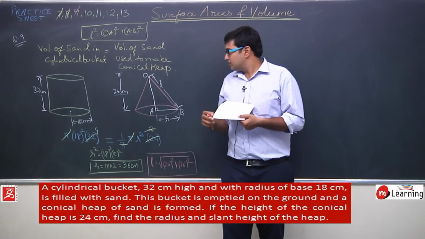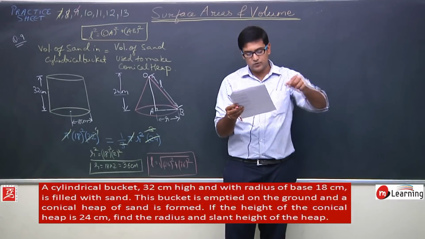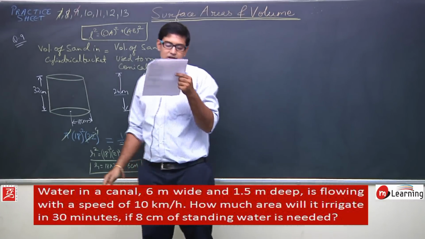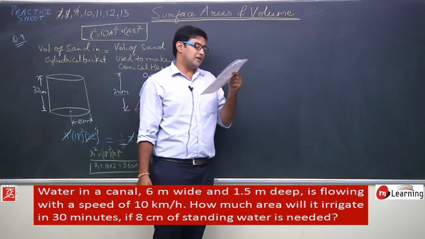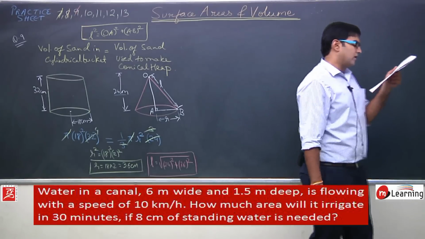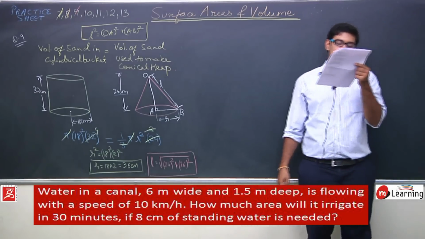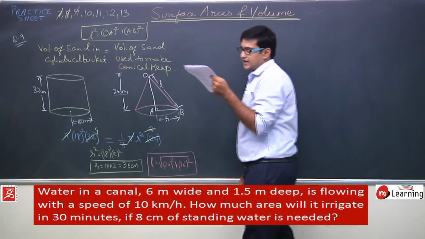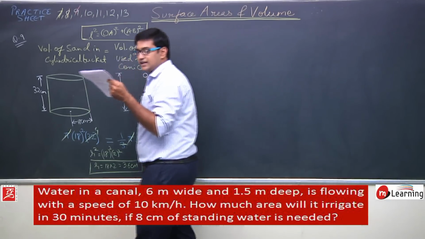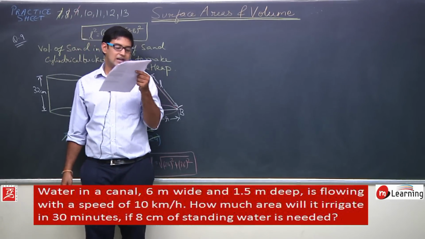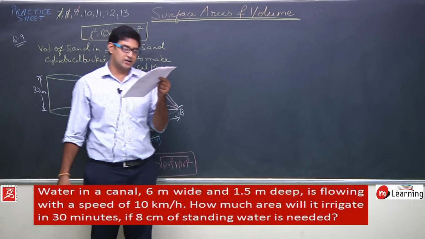Okay, so this is the 9th one. Let us move to the 10th question. Question number 10 says, water in a canal 6 meter wide and 1.5 meter deep is flowing with a speed of 10 kilometers per hour. How much area will it irrigate in 30 minutes if 8 centimeter of standing water is needed?